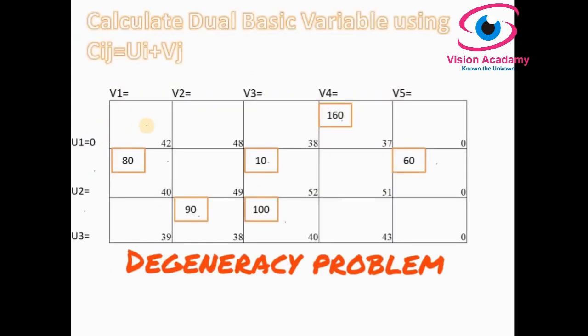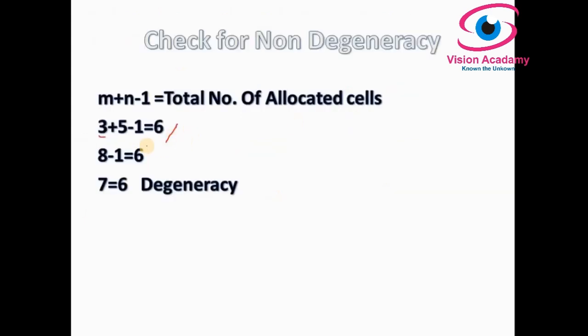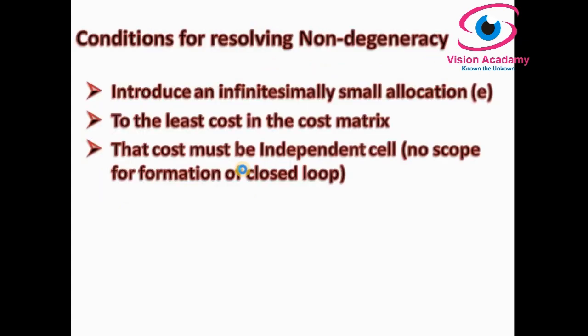And look at the columns. There are 5 columns, 1, 2, 3, 4 and 5. So columns are N. So it means 3 plus 5 minus 1 equals 7. 3 plus 5 is 8, minus 1, it becomes 7. So 7 is not equal to 6. This is not a case of non-degeneracy. This is the case of degeneracy. In this lecture, you will understand how to solve this degeneracy.